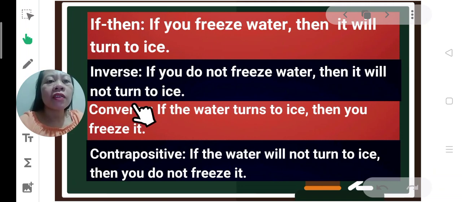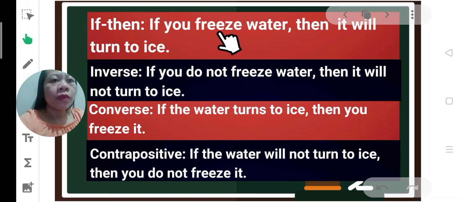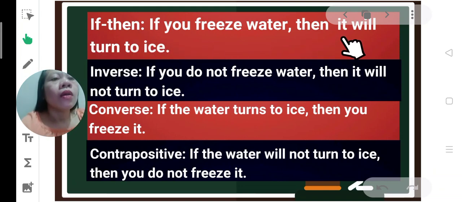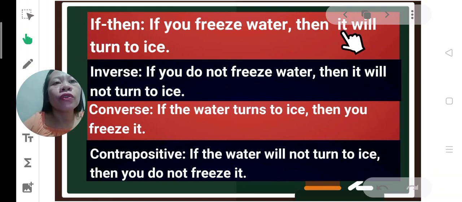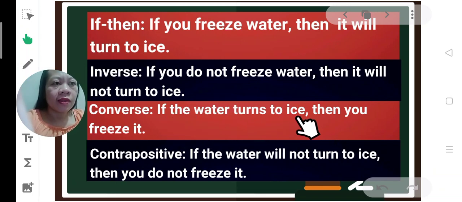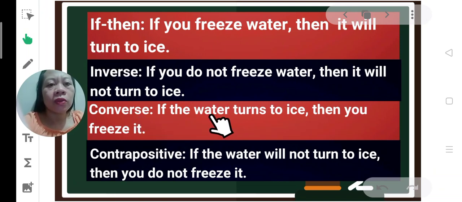And then for the converse form, we have this one: if the water turns to ice, then you freeze it. So just switch the hypothesis and conclusion. The conclusion, which is "it will turn to ice," and this "it" refers to the water, right? So we may have the converse form, which is this one: if the water turns to ice. So this will be our hypothesis. And then the conclusion is "you freeze it." So the "it" refers to the water.